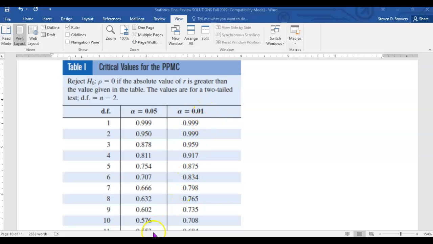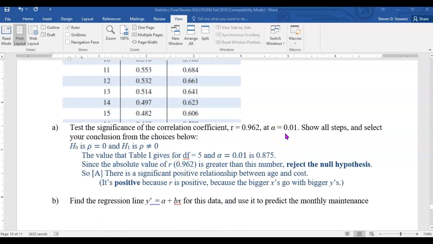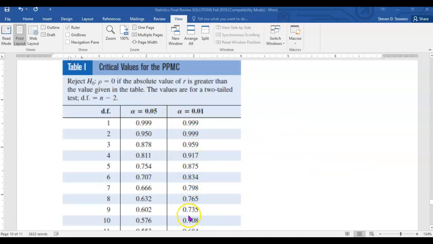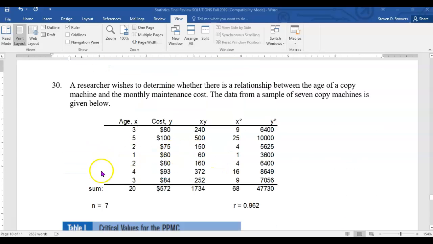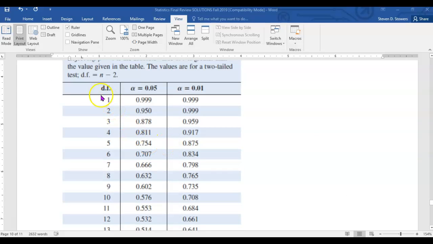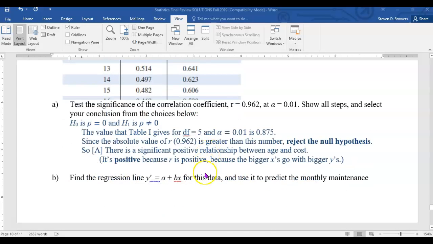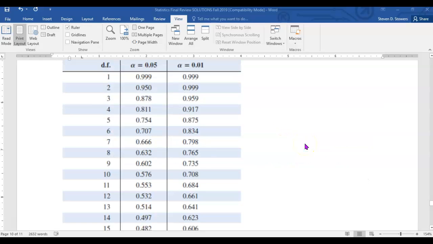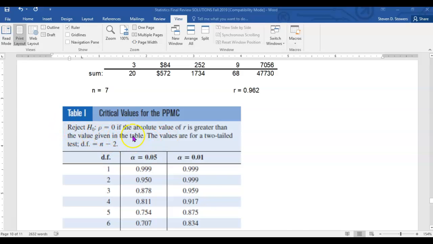So in this problem, alpha, the level of significance, was 0.01. So we're looking in this column. And N was 7, because we had 7 data points. And so degrees of freedom is going to be 5. And so the number in the table is 0.875 here. So the absolute value of R, 0.962, is greater than the number on table I, 0.875. Therefore, we do just what it says here. We reject the null hypothesis.